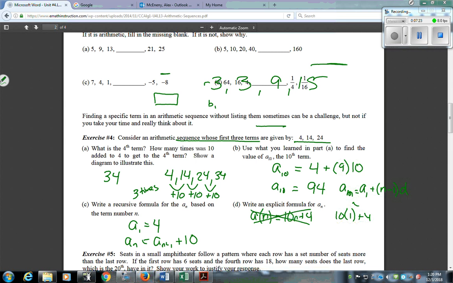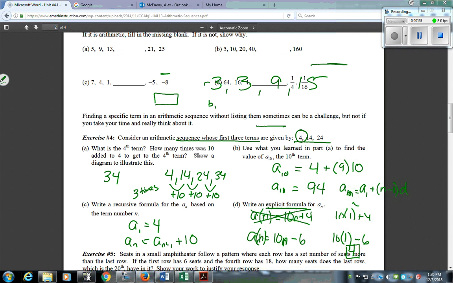So this one's incorrect. The one that would be correct, and you want to check it, for this, a of n is going to equal 10n minus 6. And again, in that case, if we put 1 in, we're going to have 10 times 1 minus 6, which in that case would be 4, which is the same as the first term that we had. So don't get tricked up with that explicit formula.